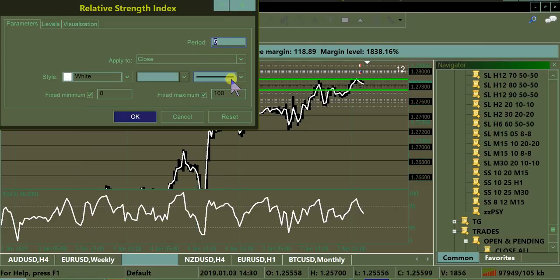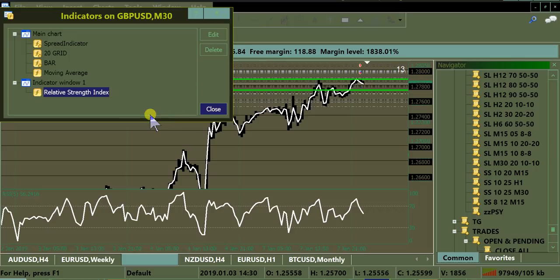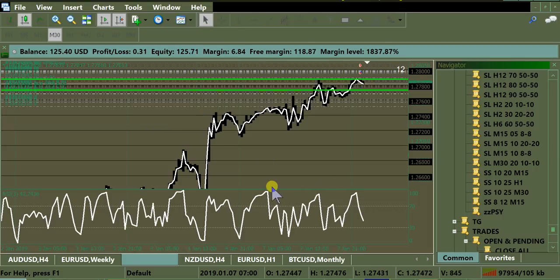I'm just going to make it 3, because 2's too much. 2's too whipsaw. Well, it's not a reversal, but it's definitely deep oversold. Plus, you could move these to about 20 and 80 and whatever.